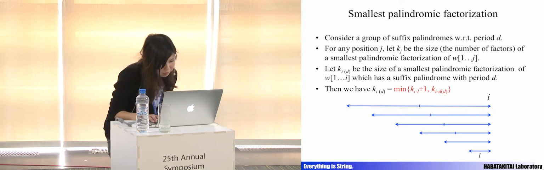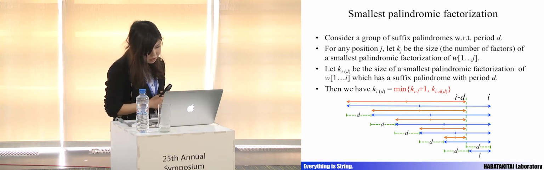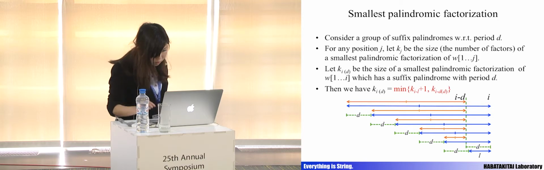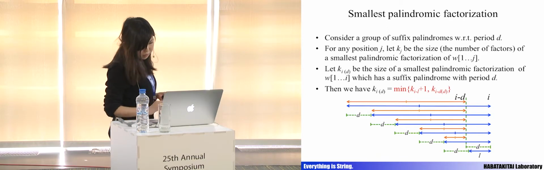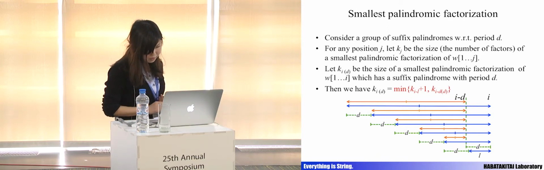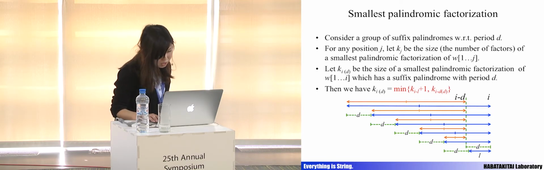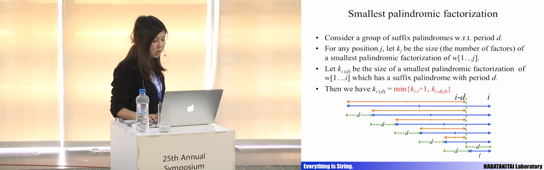For each palindrome except for the shortest one, there is a palindrome ending at position I minus D, shown by an orange arrow. By this observation, this formula is obtained, where L is the length of the shortest palindrome of this group. Also, we have already processed positions 1 to I minus 1, and we have already computed K(I minus D, D). So we can process each group of suffix palindromes in constant time.